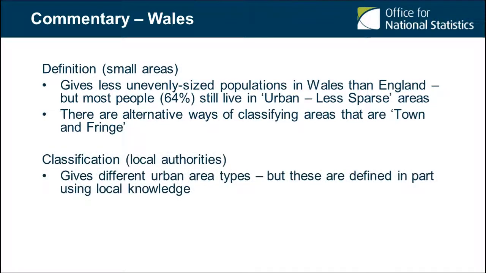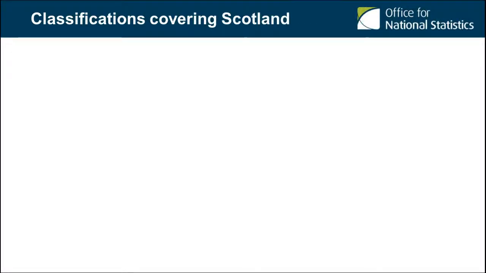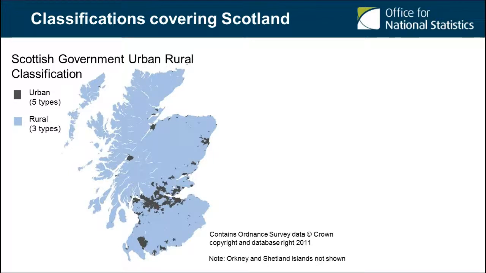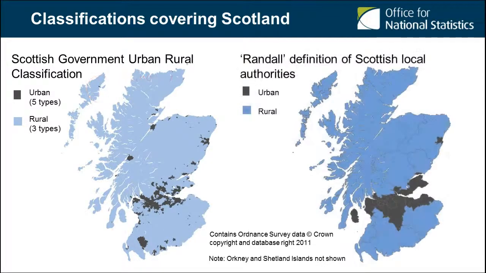The local authority classification gives different urban area types, which is useful, but these are defined in part using local knowledge. The Scottish Government's urban-rural classification gives a detailed set of area types, grouped here simply as urban and rural areas. It picks out some urban small towns in very remote areas such as Stornoway in the Outer Hebrides. The Randall definition of local authorities simply picks out those with a population density of more than 1 person per hectare. Outside the central belt of urban areas, only Aberdeen is classified as urban. Inverness's authority Highland is not.